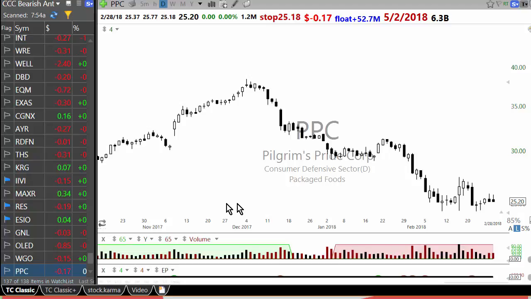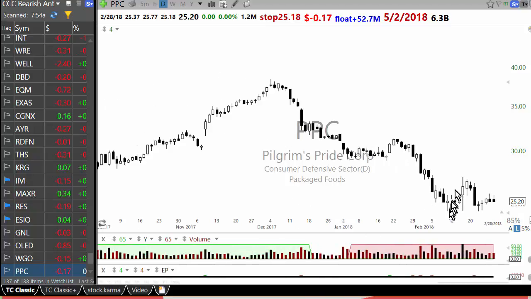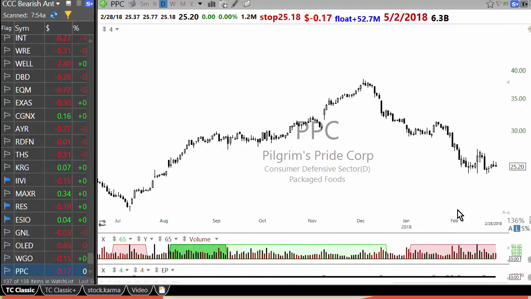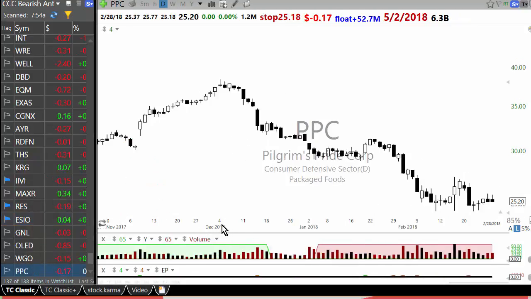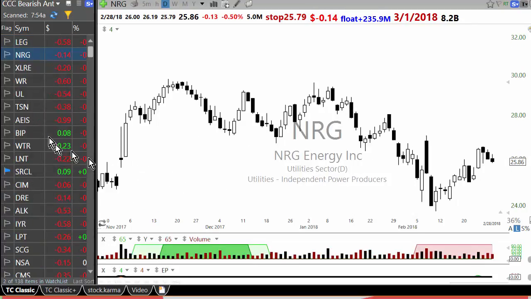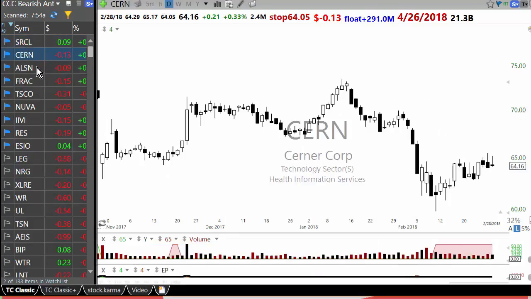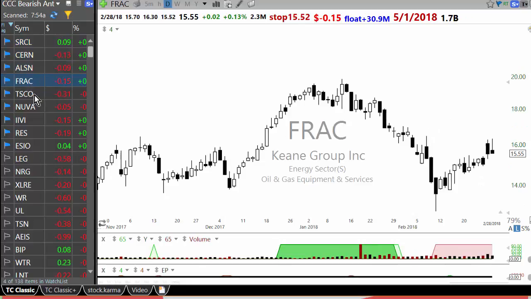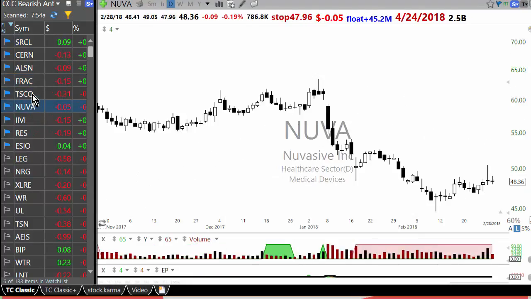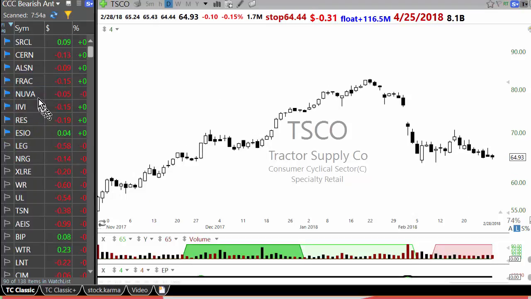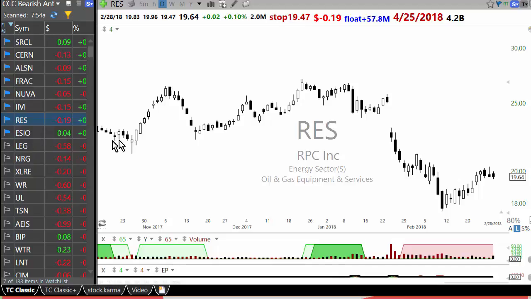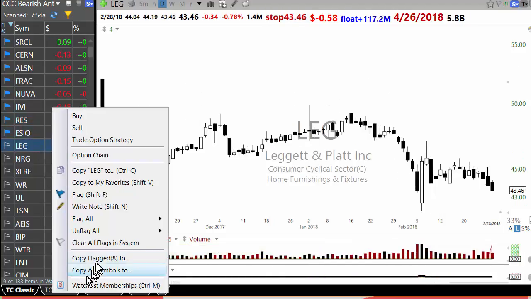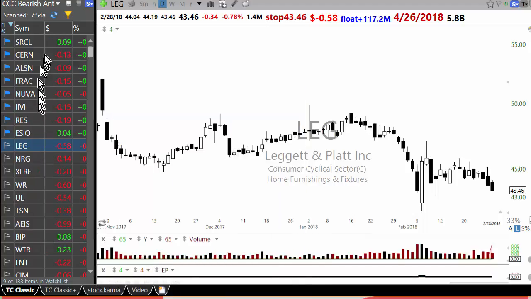Now Pilgrim's Pride, I've seen a lot of you have this Pilgrim's Pride as a setup. Now this is very volatile, and you want a less volatile kind of setup here. Can it work? Yes, it can work, but typically the one which I showed you is qualitatively very different than PPC. So I wouldn't say PPC is a good setup. If you go through this, you get Sun, Allison, Frac, Tisco, you get Nova, which I don't think is a good setup, I would take it out. Then you have IIVI, which again like NSE can work, REC and ESI08. So let's copy this into a watch list, anticipation. So you have 8 candidates.